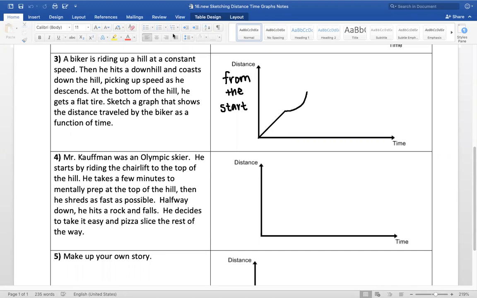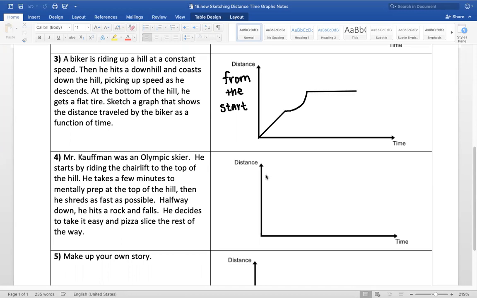So what happens when you get a flat tire? Well, you can't keep riding. So this is going to be flat like this. Now notice, I never went back to the very start because this person was traveling away from the start the entire time. It doesn't look like a hill because I didn't ask you to draw a picture of a hill. I asked you to graph their distance from the very beginning, which is why it looks like all this stuff that has to do with speeds and going away from the start. All right, let's go to problem number 4.